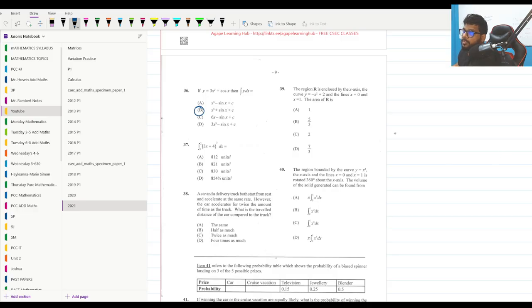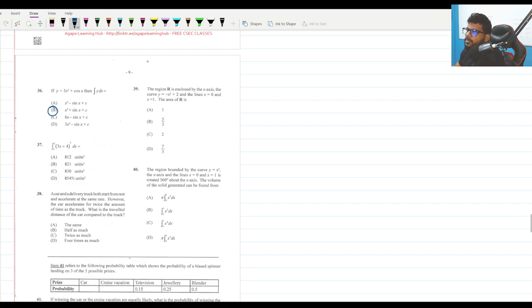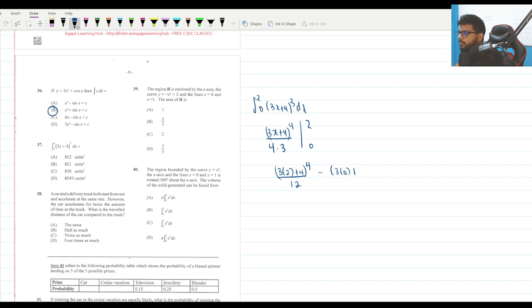This one is not a repeat, so let's do it. The integral of 3x plus 4 all cubed dx. Shortcut: 3x plus 4 to the power 4 over 4, and I'm multiplying the denominator by the differential of the brackets, which is 3, evaluated between 2 and 0. When I plug in 0, I will still get a value. So this is going to be 3 into 2 plus 4 raised to the power 4 all over 12, take away 3 into 0 plus 4 raised to the power 4 all over 12.